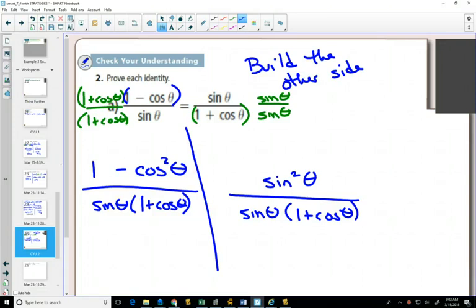They're still not the same. But now at least my denominators are the same. And so as far as working towards solving this, I now can just say, is there anything I can do in my numerators?